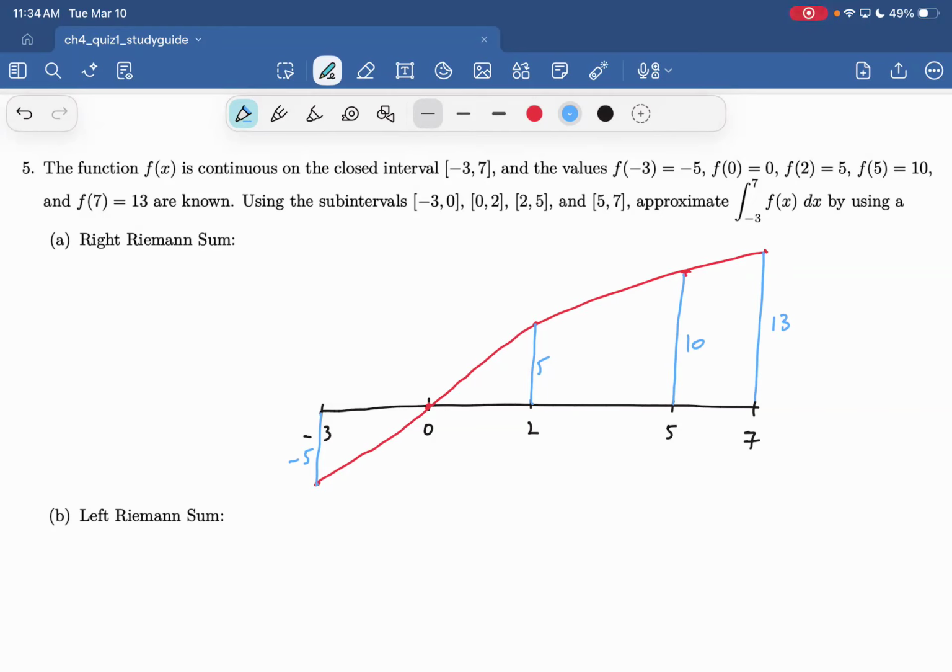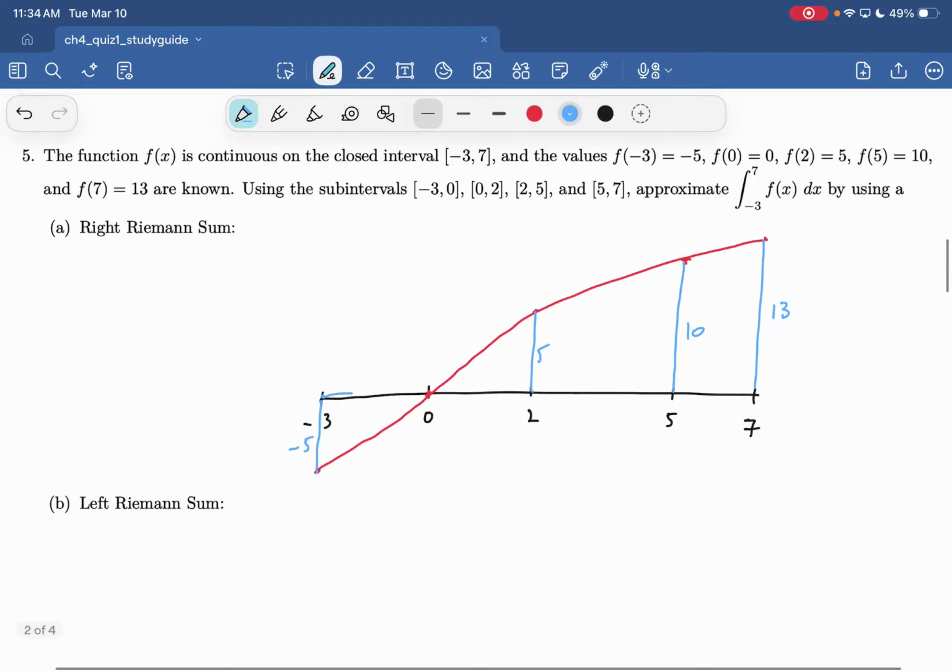Okay, so we can first calculate the right Riemann sum. That means that we're going to be looking at this rectangle. The first rectangle is just going to be a flat line because there's no height at all. We're looking at the height of 0. And then the second rectangle is 0 to 2, sorry, height 5. And this is the third rectangle, and this is the fourth rectangle.